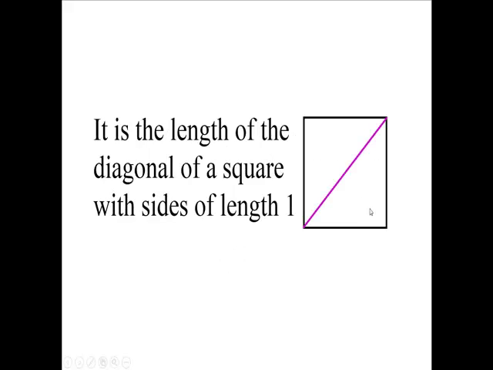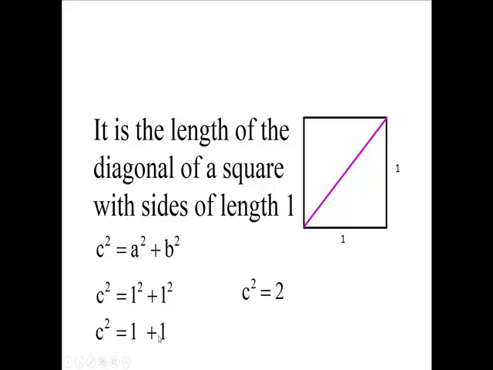If you have a square and the length of one of these sides is 1, and 1 for this side, the Pythagorean theorem says that c squared, or the hypotenuse squared, equals a squared plus b squared, where a squared is 1 and b squared is 1 squared, and 1 times 1 is 1, so c squared is 1 plus 1, which is 2. So if you take the length of this side, we call it c, and you square it, you'll get 2. So c is the square root of 2.